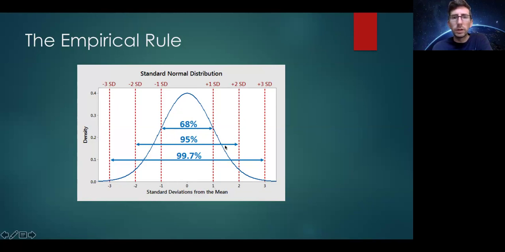95% of your data lies below the curve between 2 standard deviations below and 2 standard deviations above. And lastly, 99.7% of your data lies between 3 standard deviations above and 3 standard deviations below. And so remember, note that's 99.7%. It's almost all of it, right?